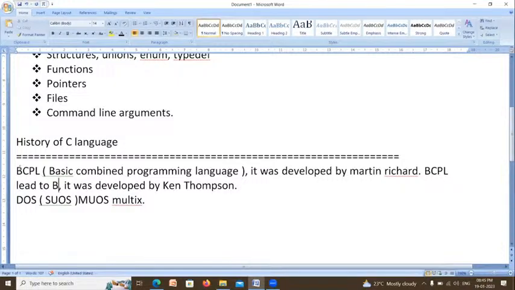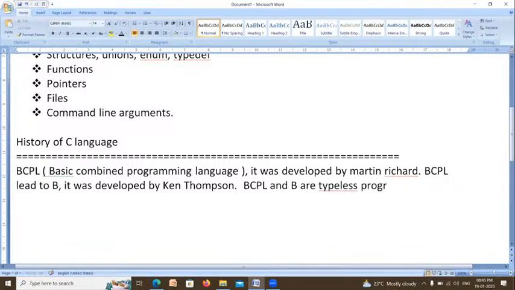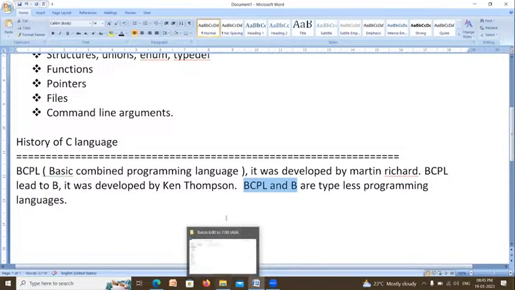Okay. They successfully developed BCPL. After that, they developed B also. Actually, BCPL and B are both typeless programming languages. What is the meaning of typeless? Typeless programming languages means these two don't support data types. So they are called typeless.